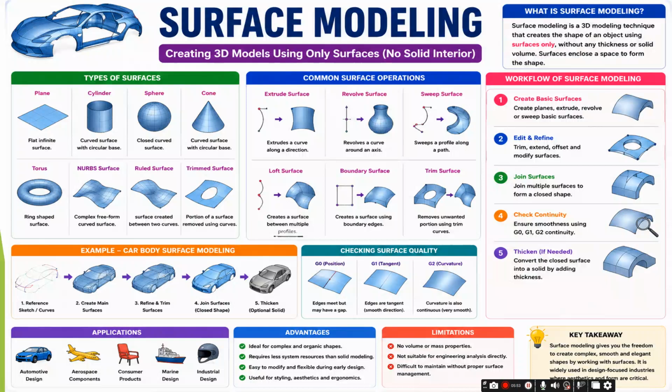Checking the surface quality: G0 is position, where edges meet but may have a gap. G1 is tangent, where edges are tangent with smooth direction. G2 is curvature, where curvature is also continuous, very smooth. Advantages: ideal for complex and organic shapes, requires fewer system resources than solid modeling, easy to modify, flexible during design, used for styling, aesthetics and ergonomics. Limitations: no volume or mass properties, not suitable for direct engineering analysis, difficult to maintain without proper surface management. This is surface modeling for creating 3D models.